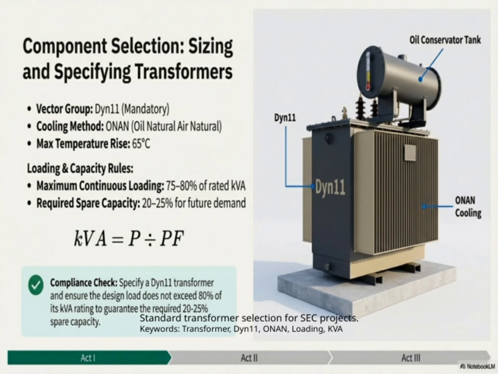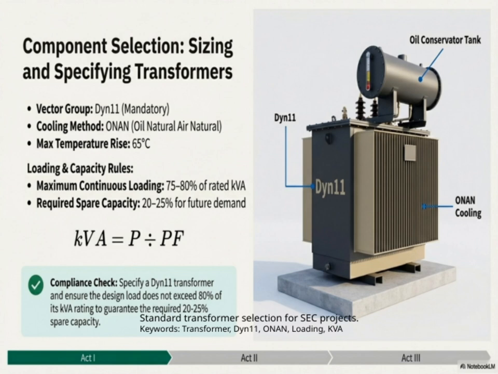Speaking of loading, it's crucial to properly evaluate the expected load to select the right kVA rating. Choosing a transformer with an appropriate kVA rating ensures it can handle peak loads without overheating or reducing lifespan. All these factors, transformer type, cooling method, and kVA, are interconnected. They form the foundation for a reliable, efficient, and safe electrical system in SEC projects. By following these standard selection criteria, we can ensure the transformers meet the project's demands while maintaining operational stability.